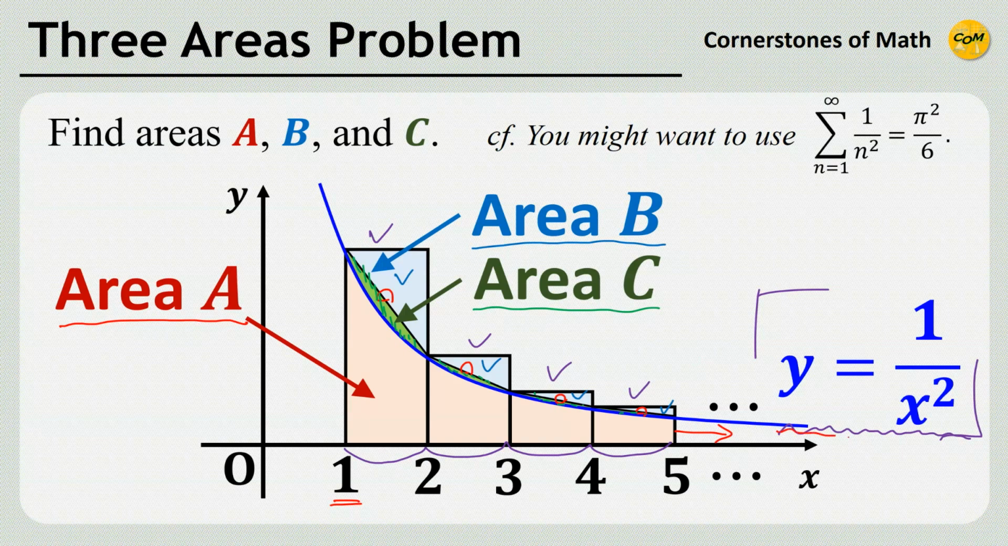Here, since the graph of y equals 1 over x squared is involved, we might want to use the famous result of the Basel problem. The sum of the reciprocals of squares of natural numbers is equal to pi squared over 6.